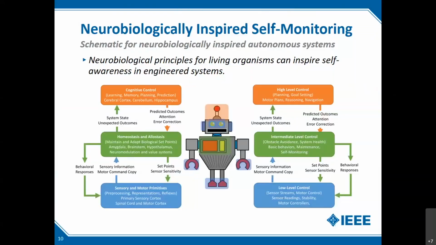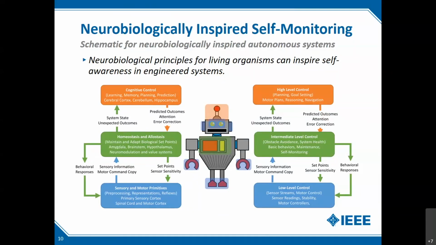Next slide, please. So this is one of the main figures in the paper. It gives an overview of what we mean by neurobiologically inspired self-monitoring. On the left side of that cute little robot are the brain areas that are associated with self-monitoring, and on the right side would be some examples from robotics and autonomous systems.